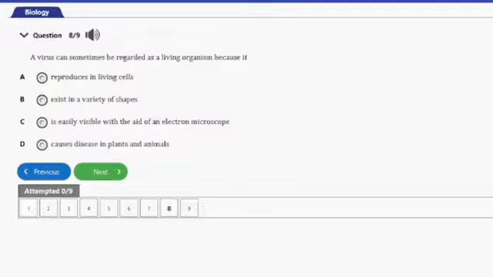So guys, the answer to this question is option A. A virus can sometimes be classified or regarded as living organism because it reproduces in living cells. So that's it for that question. Let's go ahead and consider the next question.